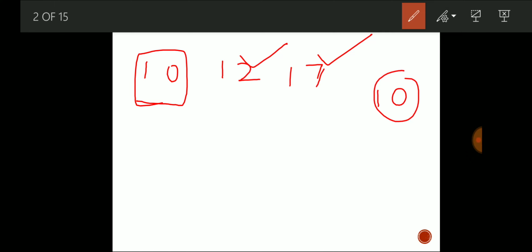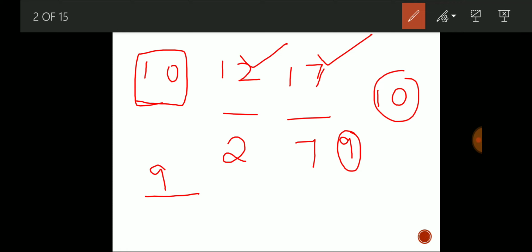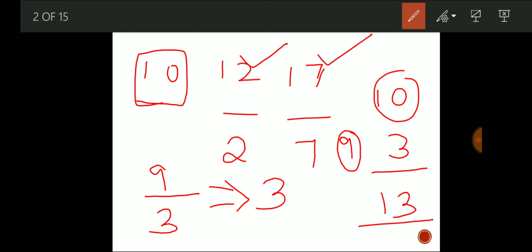Along with that, these two numbers have something extra in them. This number is 12, which means it has 2 extra, and this number is 17, so it has 7 extra. So in total, we have 9 extra apart from the 10 which is present in all three numbers. This 9 gets split among all three numbers because it is extra, so it gets divided by 3. So it gets 3 extra along with that 10, and our average is going to be 13. A very simple technique.